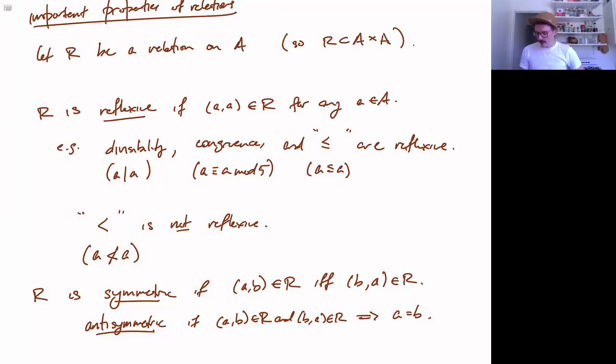So anti-symmetric, what is anti saying? It's essentially saying that you can only have one of these two pairs, except if a and b are the same. Basically, the contrapositive of this statement is that if a is different from b, then at most one of these pairs is in your relation. So anti-symmetric is one way of saying the opposite of being symmetric.